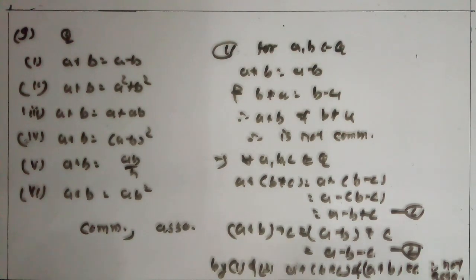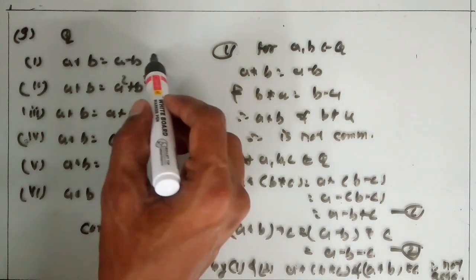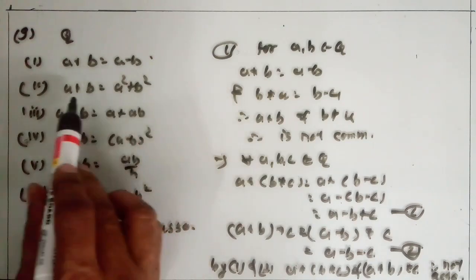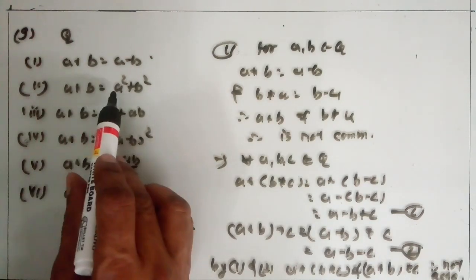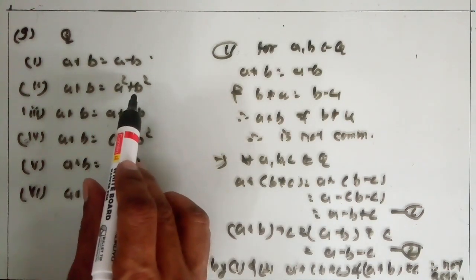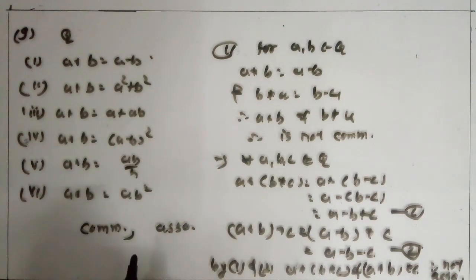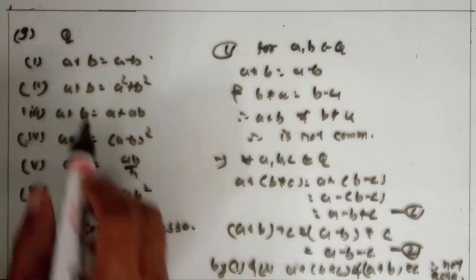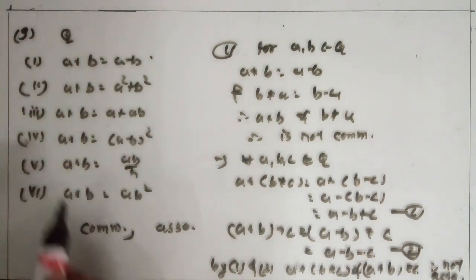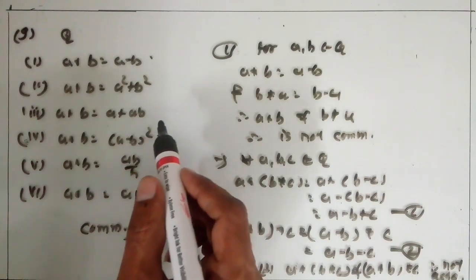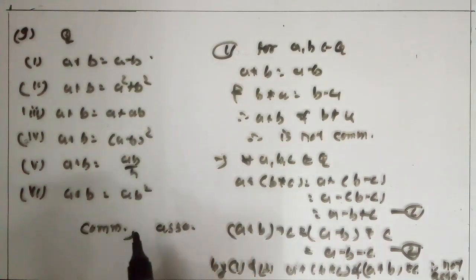So remember this. This operation star is not commutative, not associative. Similarly, we prove A star B is equal to x square plus b square. This x square plus b square is commutative but not associative. Similarly, you are able to prove this remaining equation. Just try yourself.